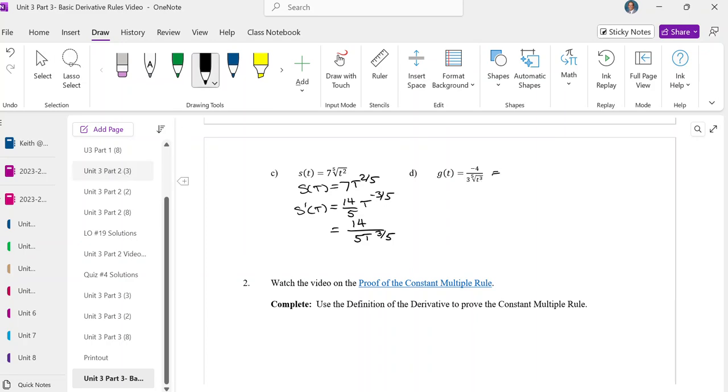Here, once again, it's negative 4/3 t to the negative 3/5. And then this becomes 4/5 t to the negative 8/5. So it becomes 4 over 5t to the 8/5.